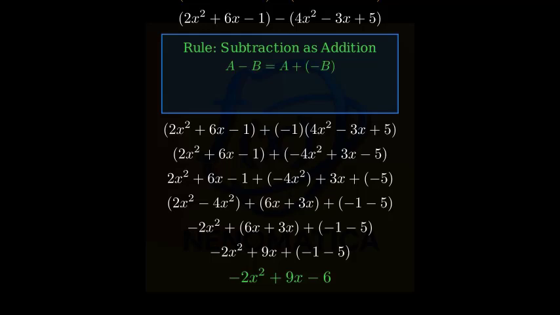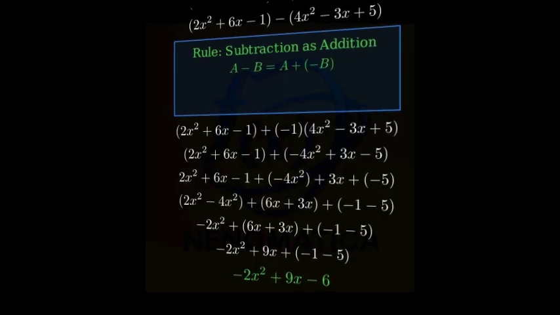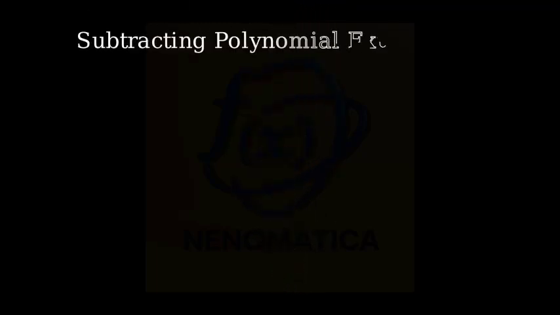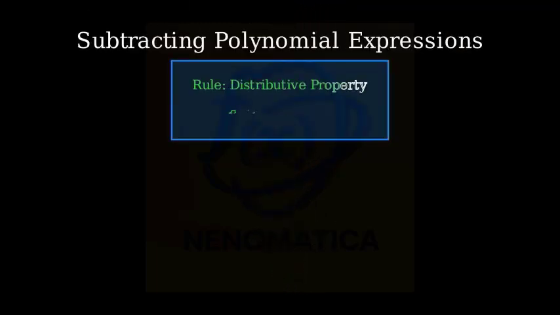Let's visualize what's happening when we subtract polynomials. When we subtract polynomial expressions, we need to distribute the negative sign to all terms inside the parentheses. This is based on the distributive property, which means that subtracting b is the same as adding negative b. Let's start with our first example.